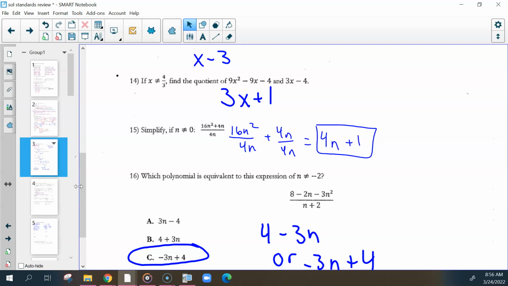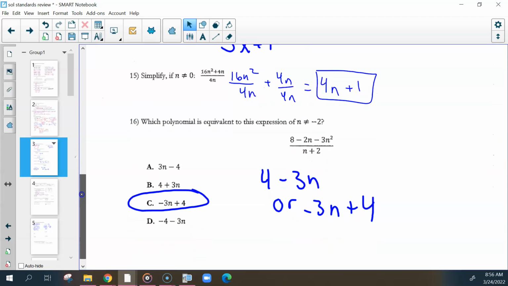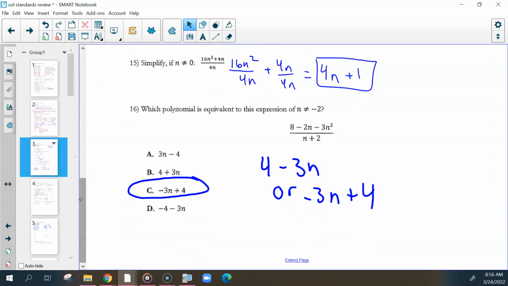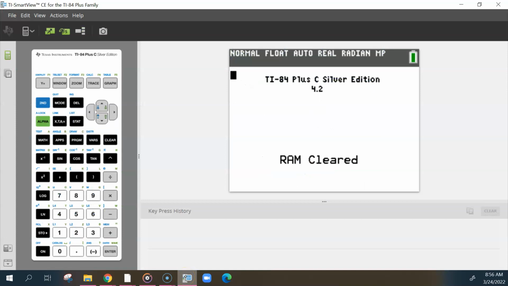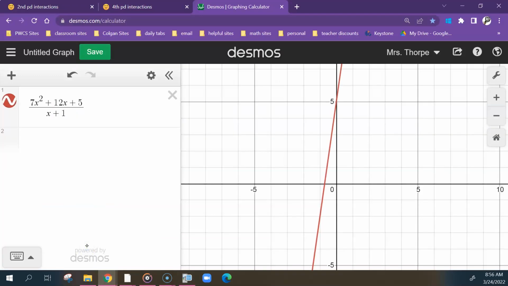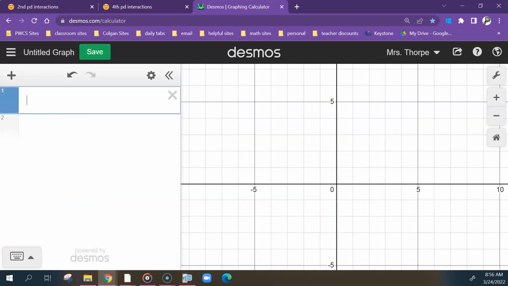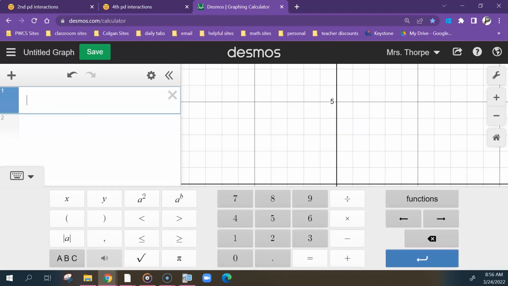This would be another one we could put in Desmos, but you have to change the n to x, and you get the same thing. For things like 16, you could put each of these in and see which one crosses or matches. I'm gonna do the actual problem first, and then we'll do the others.